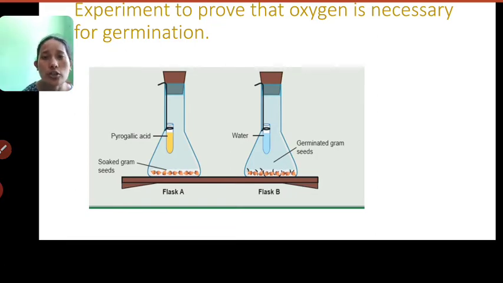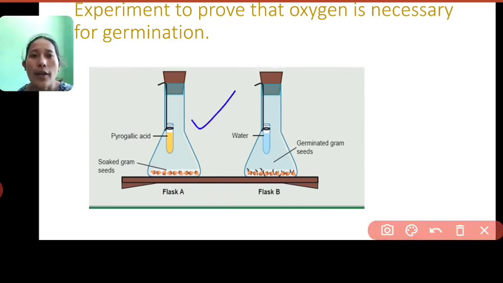So that no oxygen from outside can enter the flask, in order to avoid error, because if you do not place a stopper, then oxygen from outside will enter, and again germination is going to take place, right? So in order to avoid that error, you have placed a stopper to prevent the entry of oxygen from outside.